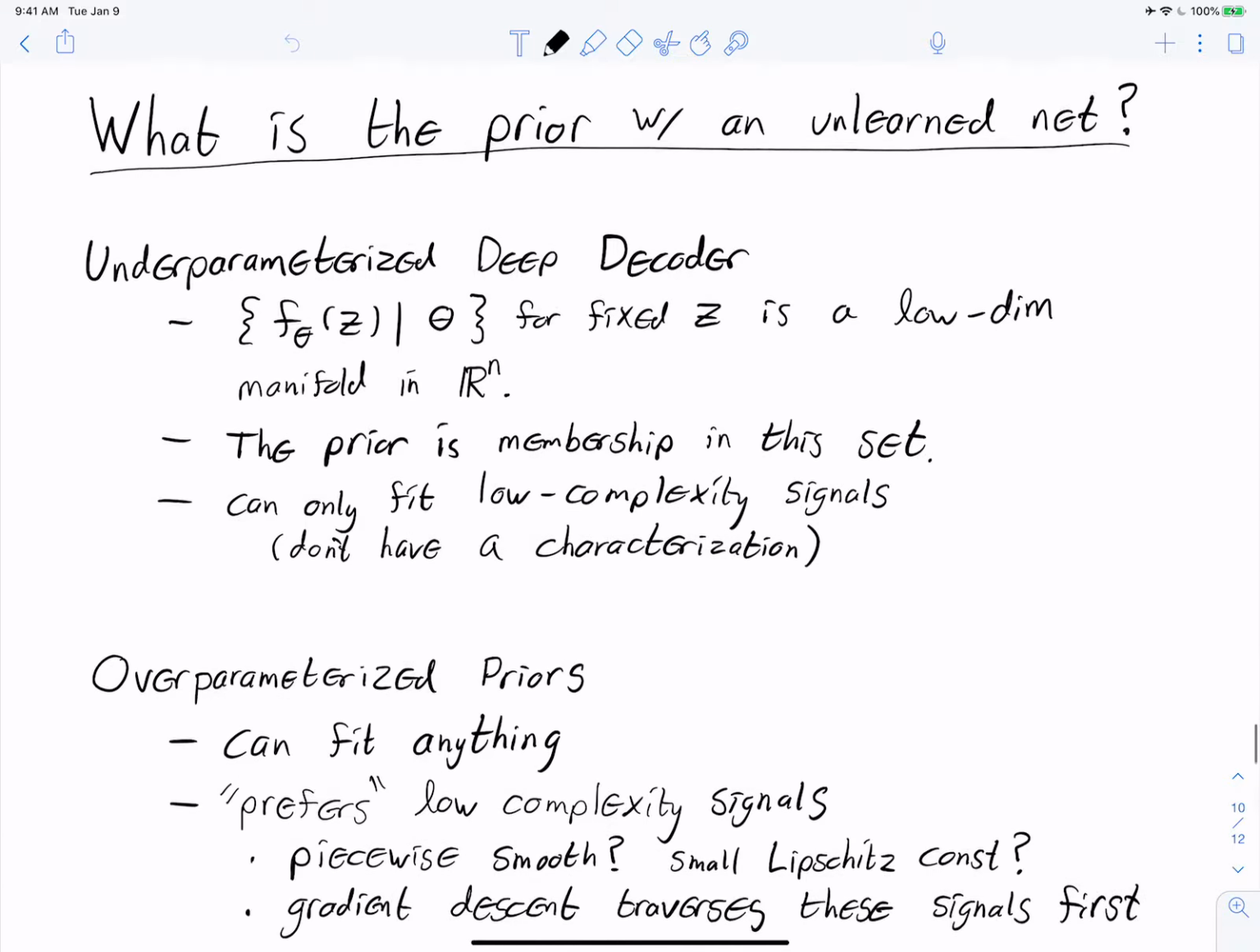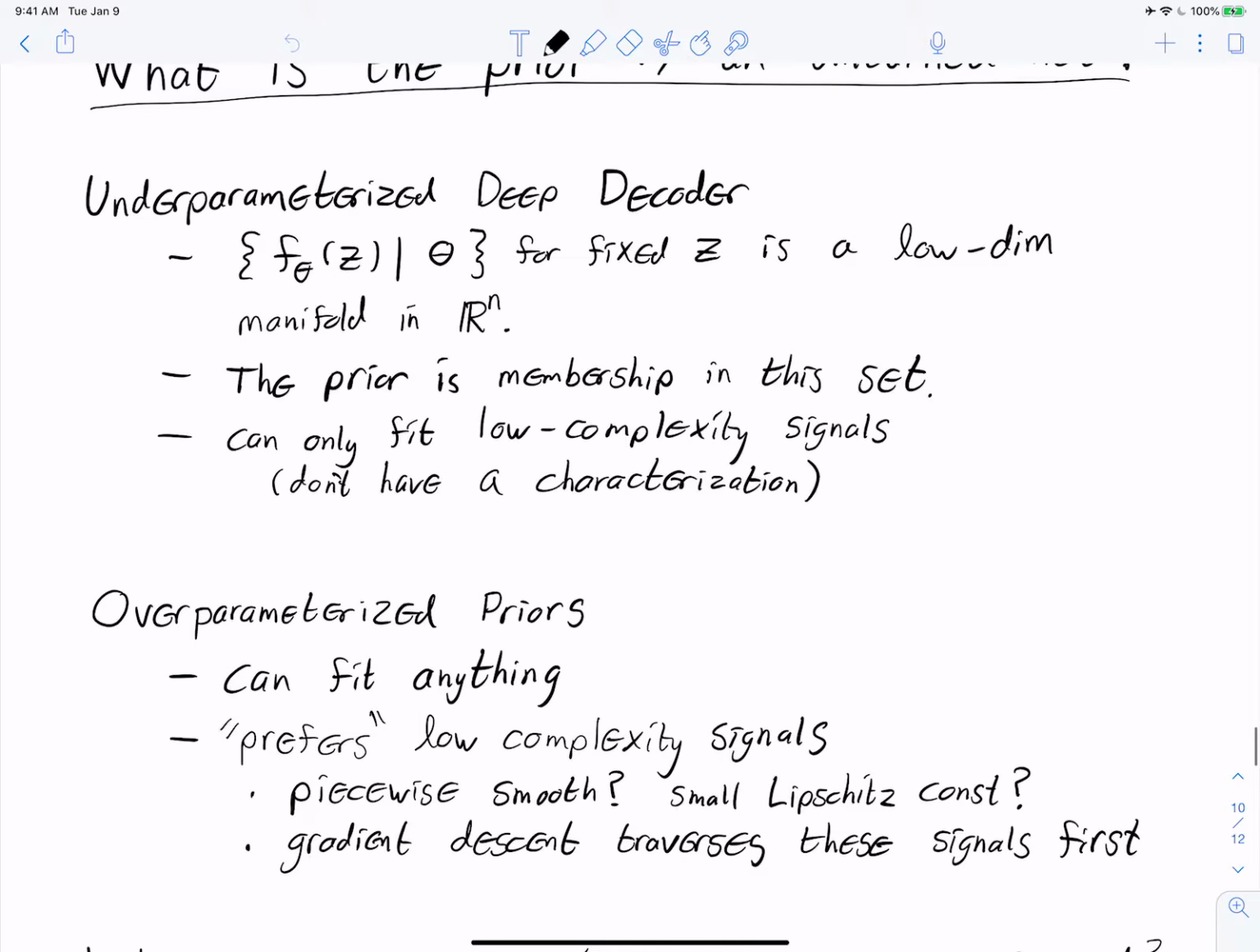Now, in the case of overparameterized problems, it's less obvious what the prior is. Here, in the overparameterized nets, the rough story is that they can and do fit anything. If you wait long enough and do the optimization for long enough, then you will fit even pure noise. But nonetheless, these overparameterized priors without learning still prefer some low complexity signals.